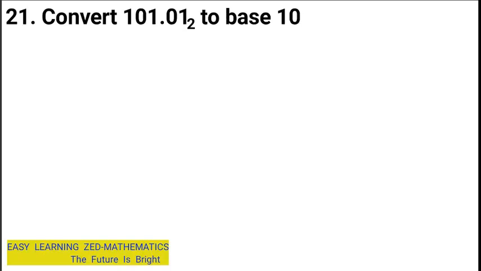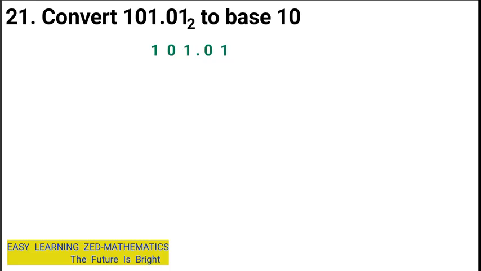Okay, question 21 was: convert 101.01 in base 2 to base 10. Students were asked to convert that number into base 10. What you need to do is first identify the place values of the number. So I'm going to write the number like that, then identify the place value of the digits in this figure. I'm going to start with the 1 immediately before the decimal point, on the left side.